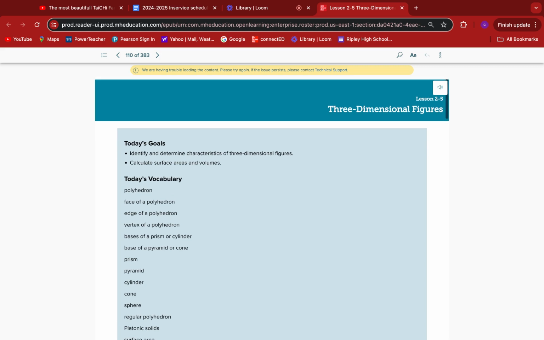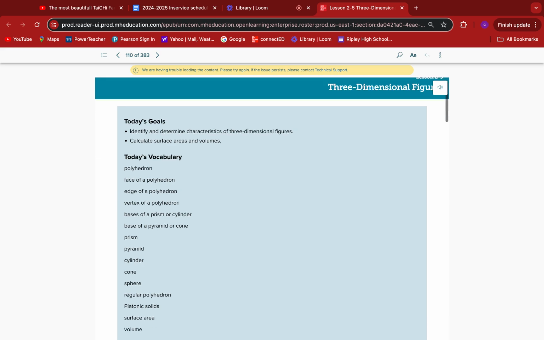Okay, so let's see. I am on page 107, I believe, of your book, but let me check that just to be sure because I don't have one sitting in front of me. Yeah, it looks like it's page 107. All right, so let's talk about what these things are.